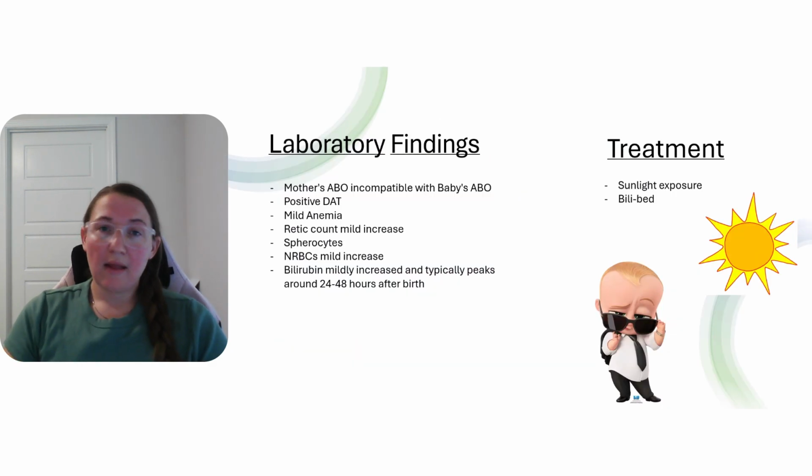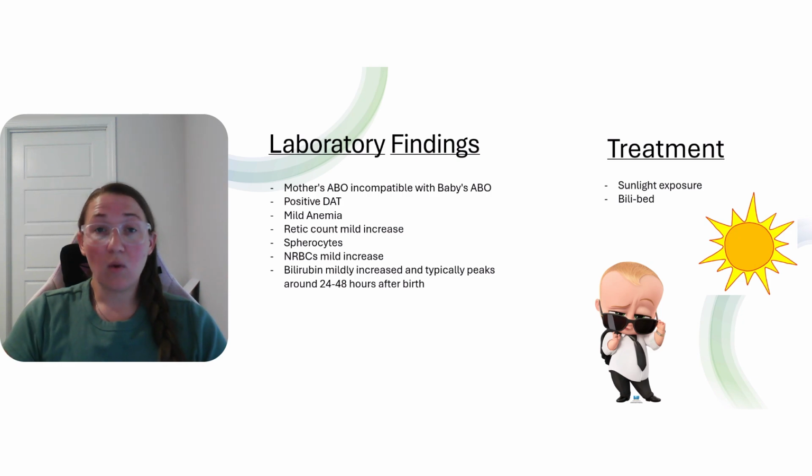So what do we see in the lab? We may not necessarily see the patient, but in the lab, we're going to see a few things on paper. One, mother's blood type is incompatible with baby's blood type. Typically after the baby is born, a cord blood sample is sent to the lab and is tested for the baby's blood type. And then we compare mom to baby and we find out if there's an incompatibility.